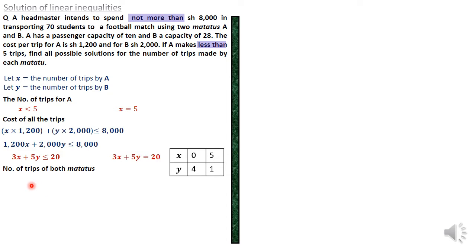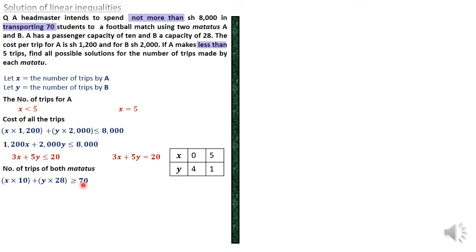We move on. The number of trips made by both matatus. We've been told that this person is transporting 70 students, so we should have an inequality like this: x times 10 plus y times 28 is greater than or equal to 70. The reason is x is the number of trips made by A, whose capacity is 10. If you added that with y times 28, where y is the number of trips made by B, whose capacity is 28, it should be equal to the number of students we are transporting, or more than that.